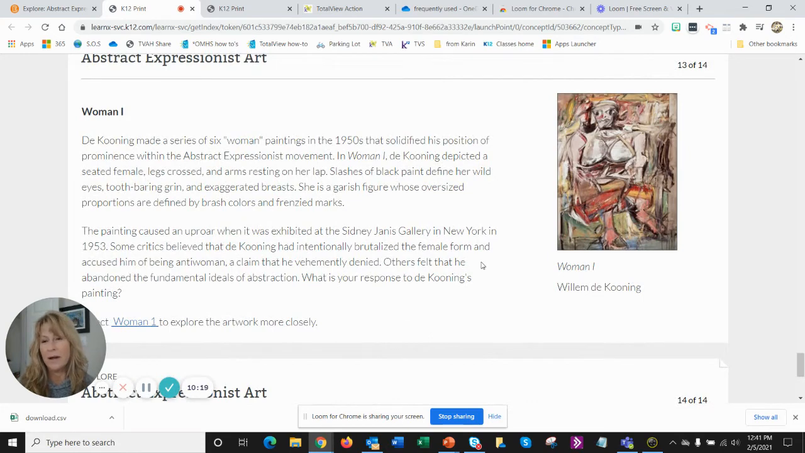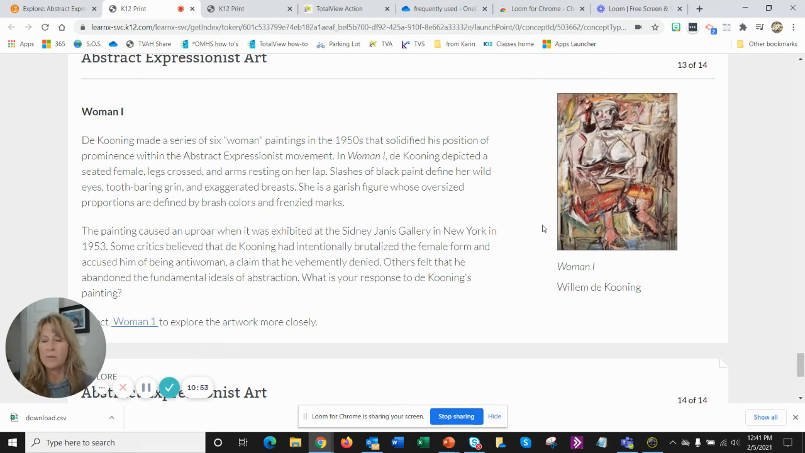All right, so Woman One is the name of this piece we see on the right. De Kooning made a series of 6 woman paintings in the 1950s that solidified his position of prominence within the Abstract Expressionist movement. In Woman One, de Kooning depicted a seated female, legs crossed and arms resting on her lap. So that's what he painted. Slashes of black paint define her wild eyes and tooth-bearing grin.